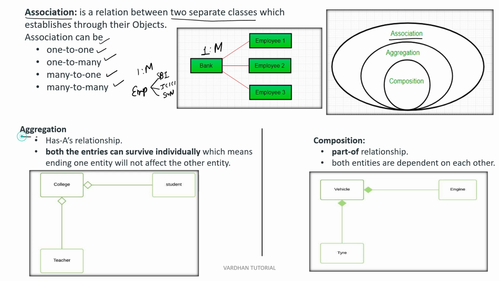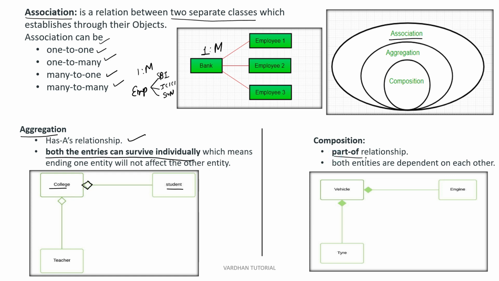And aggregation is actually a has-a relationship. It means both the entities can survive individually. Like this is a college, it is a separate entity, and student is also a separate entity. Both can exist independently. Teacher, see, and it is represented by this symbol.